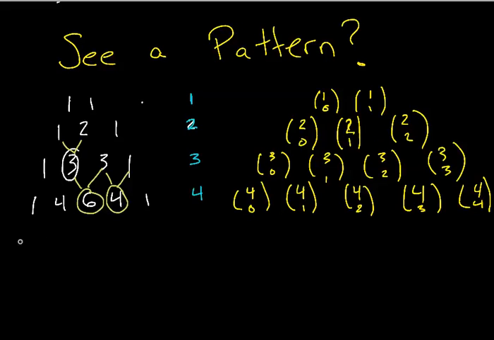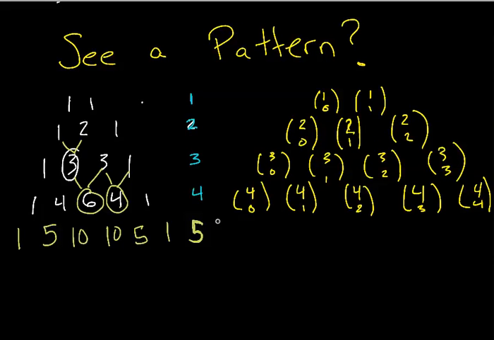So doing that pattern, what would we get for the next line? So that would be 1. 1 plus 4 is 5. 4 plus 6 is 10. This 6 plus 4 is 10. This 4 plus 1 is 5. And then we just get a 1 at the end. And guess what that is? Those are all the combinations if we had 5 items and we wanted to choose from them.